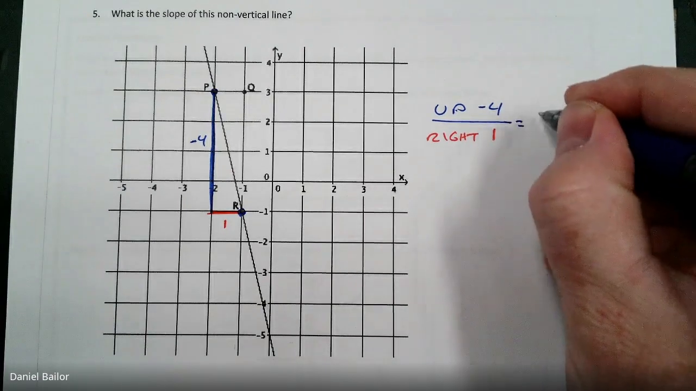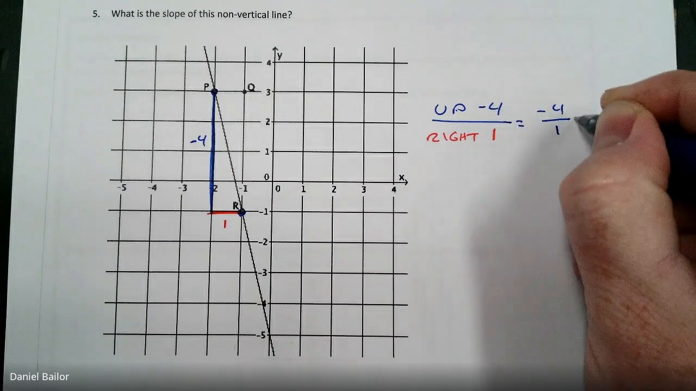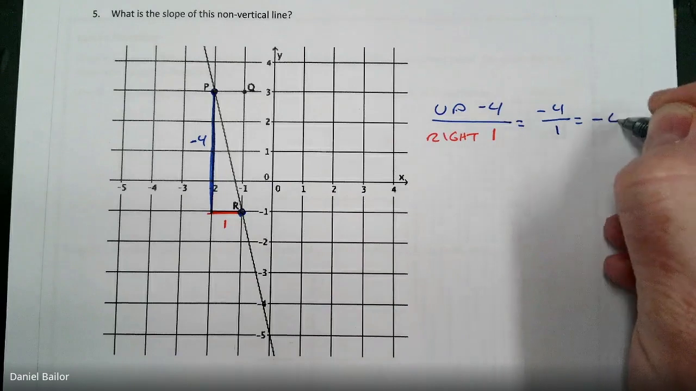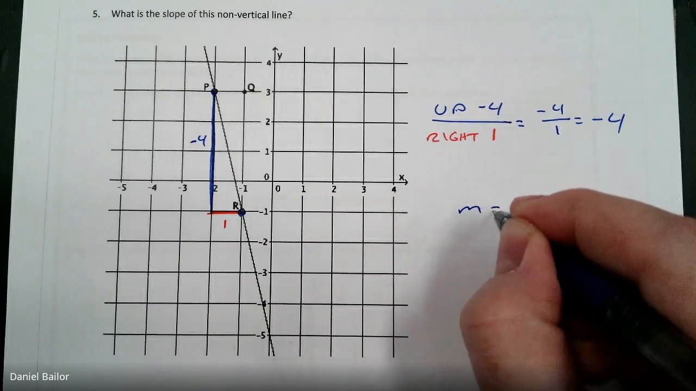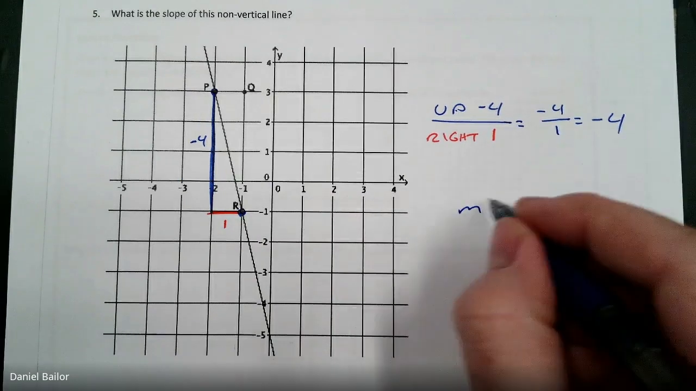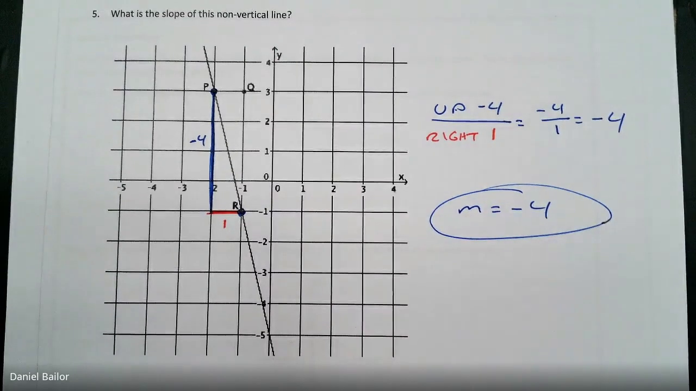So our ratio is negative 4 over 1, which is just negative 4. So M for this line is negative 4. So our prediction was correct. It is a declining line, so we have a negative slope. There we go. Another trick. Let's look at another one.